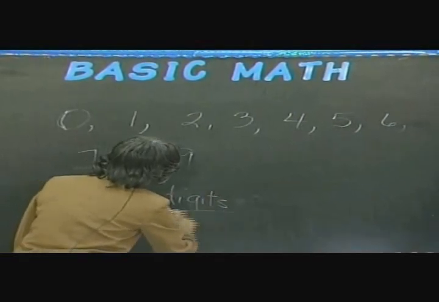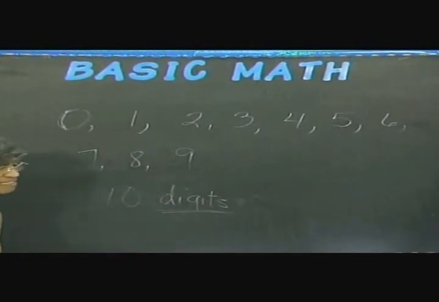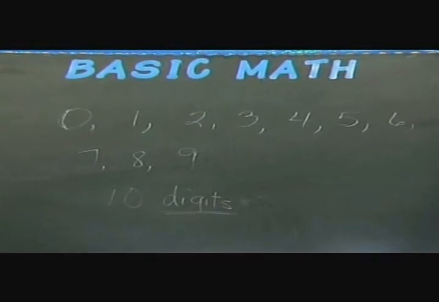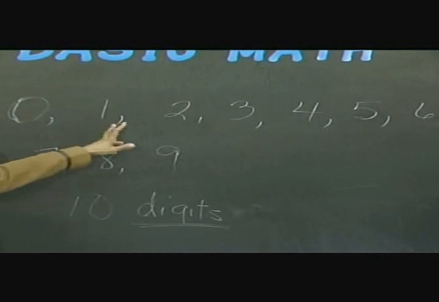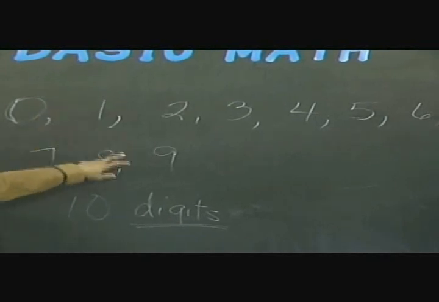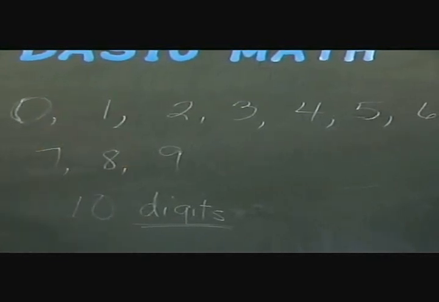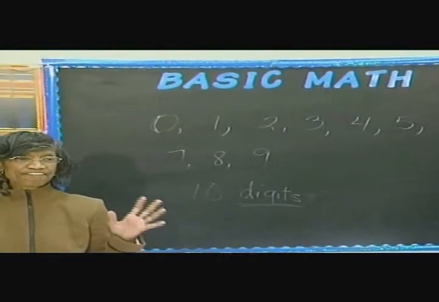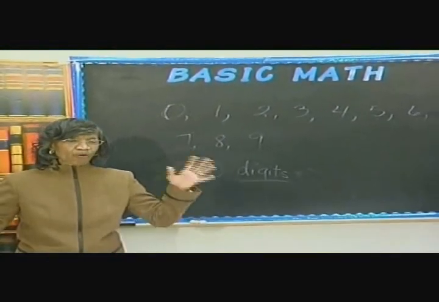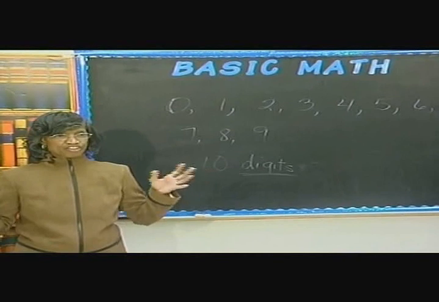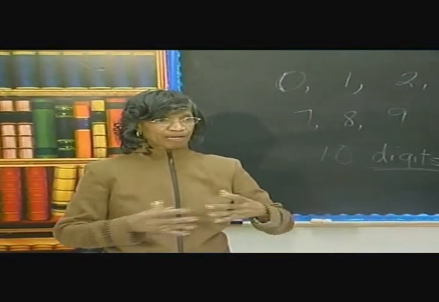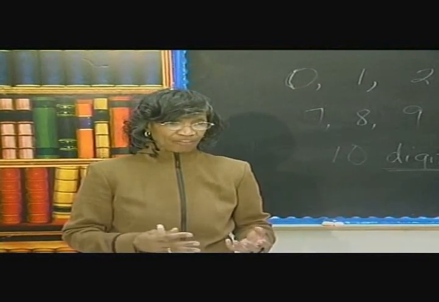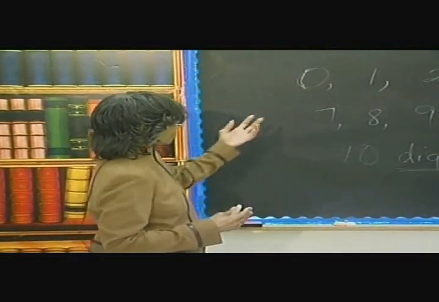Note the word digits, because we'll be referring to digits a lot as we study math. Digits are these individual numbers, 0 to 9. Those are the digits that are used to write every number in the whole number system. No matter how large, in fact, all the numbers that we use, no matter how large they are or how small they are, we use these digits.